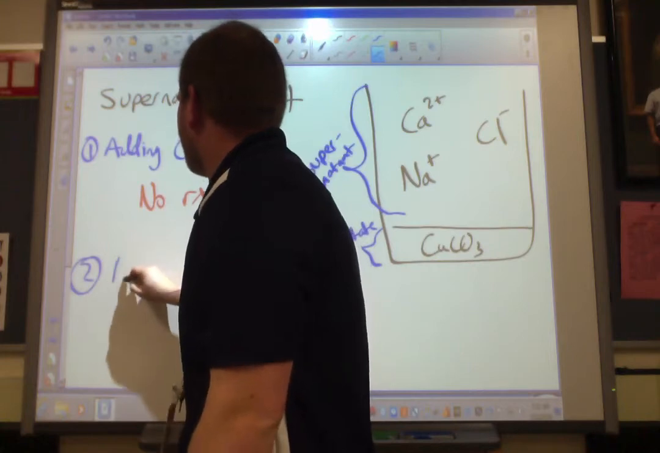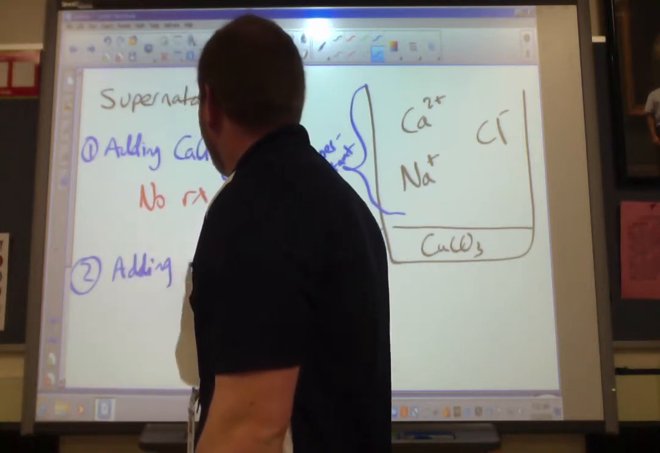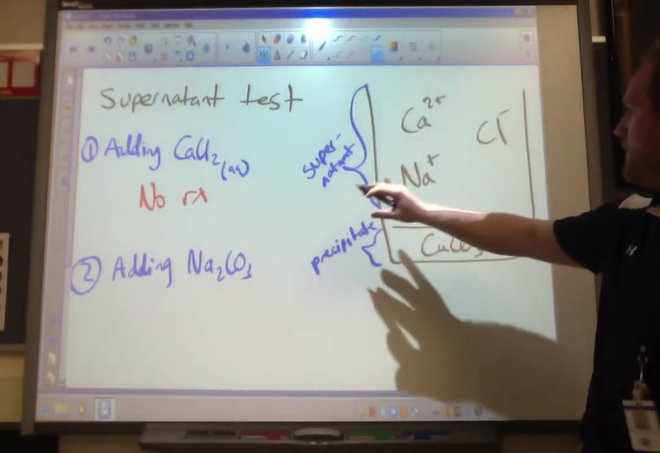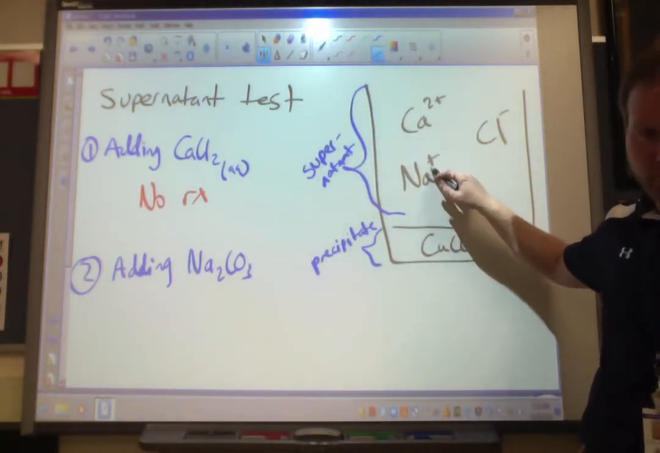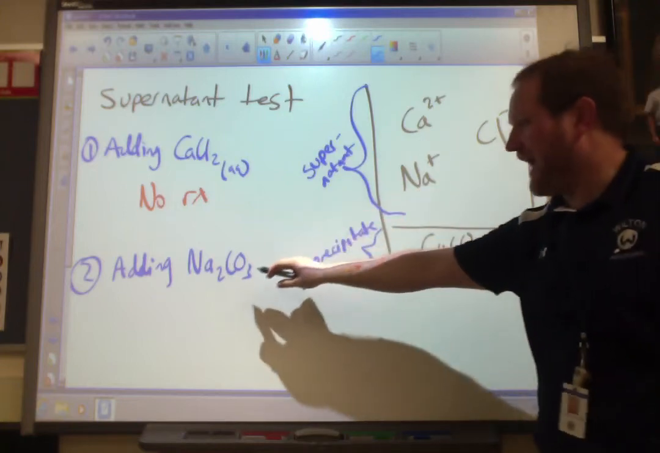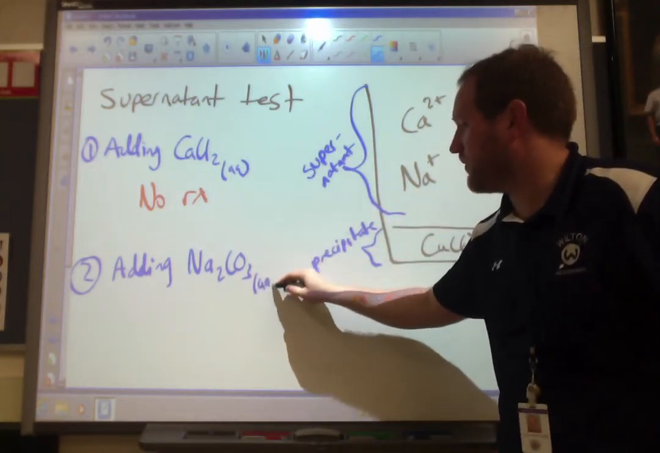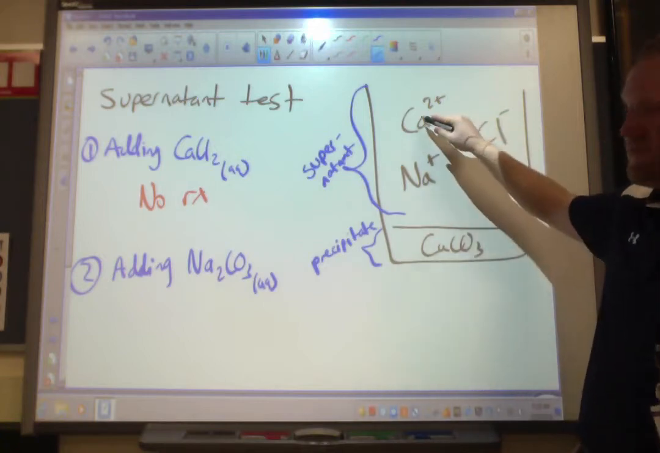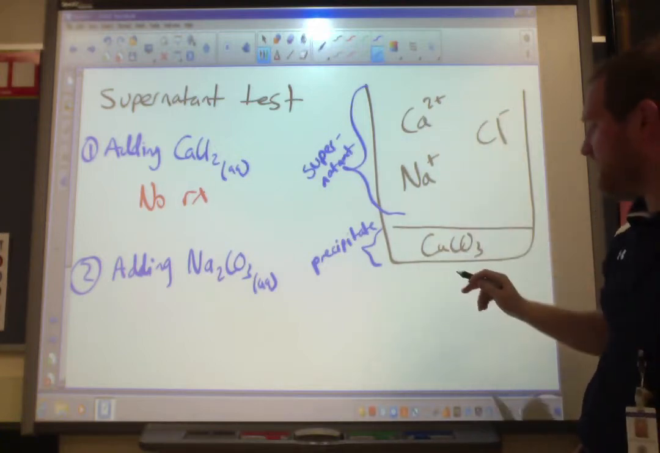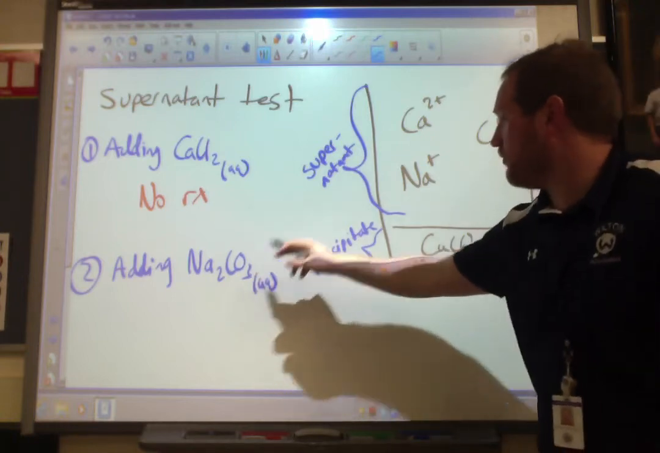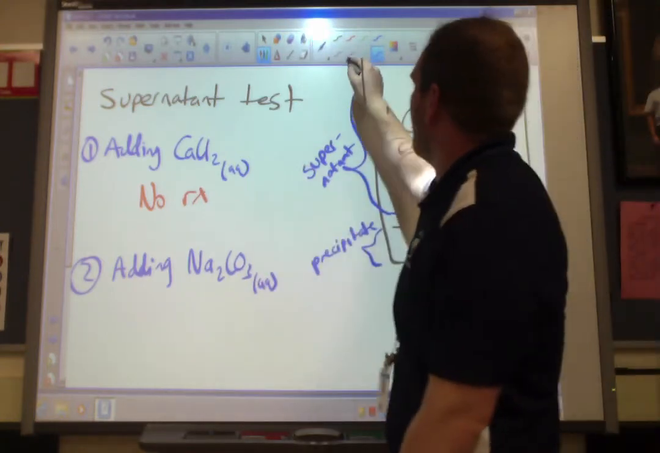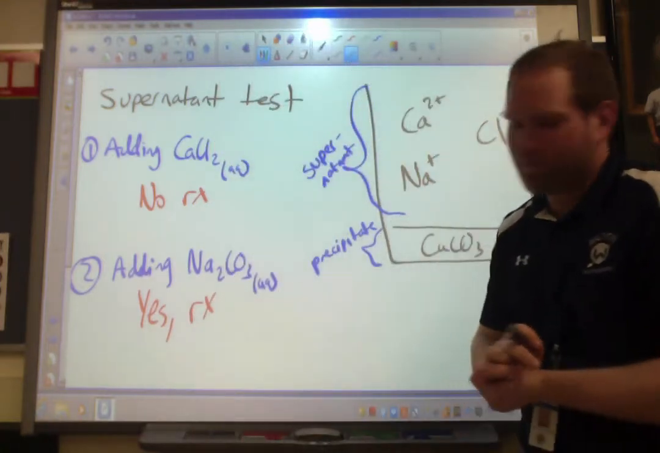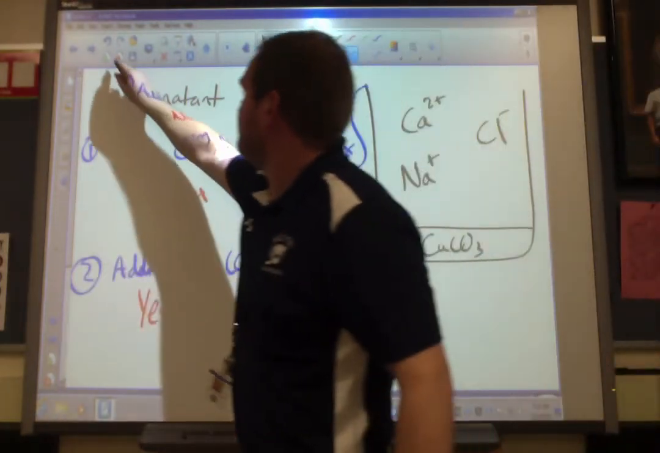Second supernatant test, adding Na2CO3. Okay, so adding Na, no effect because we already have Na floating around, but adding CO3, and again that has to be aqueous, when I add the carbonate ion, those carbonates are going to find this calcium and they are going to react. Because I don't have carbonate, the calcium and carbonate are going to react. So yes, reaction. All right. Back to number 7.